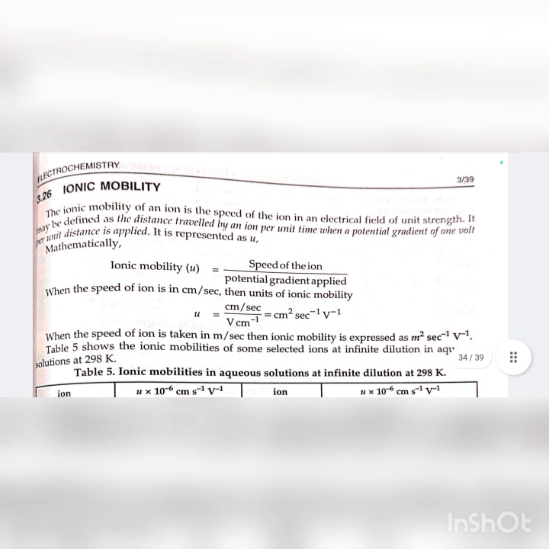Next is ionic mobility. The ionic mobility of an ion is the speed of an ion in an electrical field of unit strength. It may be defined as the distance traveled by an ion per unit time when a potential gradient of 1 volt per unit distance is applied. It is represented by mu, and it is equal to the speed of the ion divided by the potential gradient applied. The unit of this is meter square per second per volt.